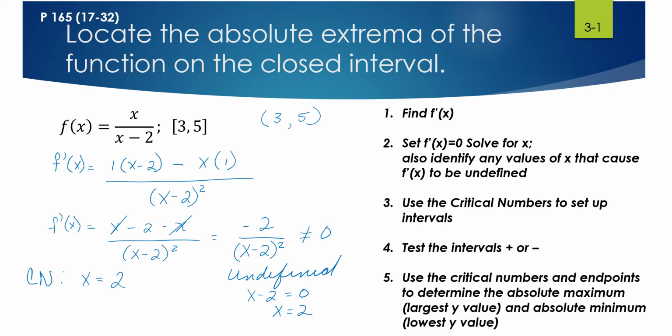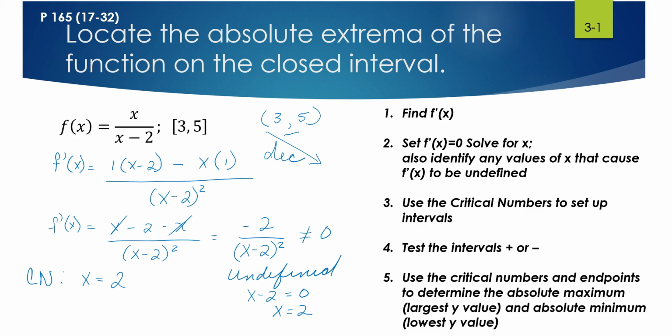If I plug in a value and test it, so let's make x positive 4, and so 4 minus 2 in my denominator is 2, square it is 4, that makes that negative 1/2. And so this is decreasing over the entire interval. And then, therefore, by default, we know that when I prove it, I'm going to have an absolute max at 3 and an absolute min at 5.